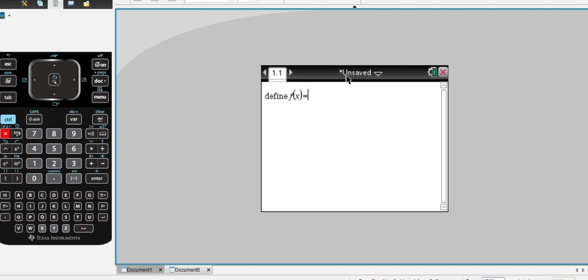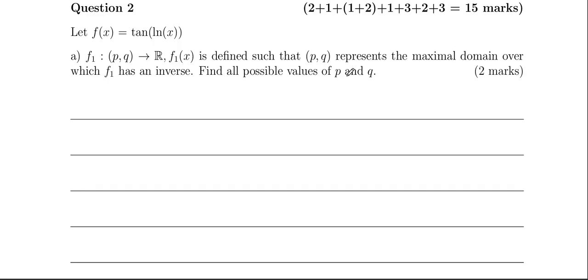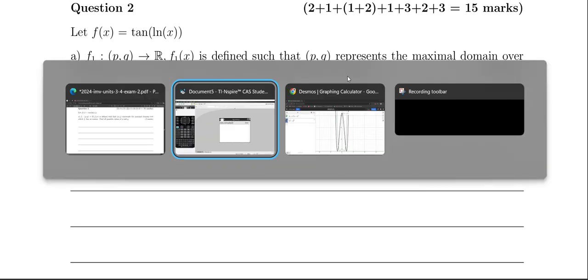Then once again, define f1 with the domain of p to q, such that p to q represents the maximal domain. Find all possible values of p and q. All right, so let's look here.